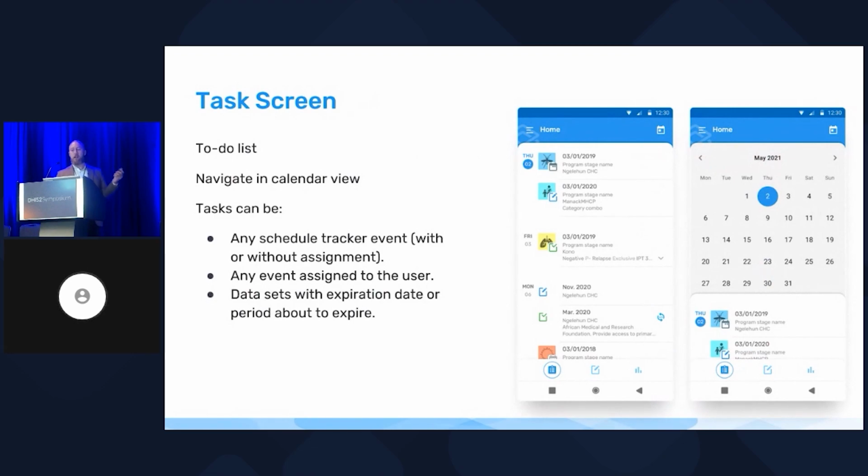And then the Android app needs to be, first and foremost, a workflow support tool. So we are incorporating things like to-do lists, navigating in calendar view, and different types of tasks. And so you can see some screenshots of what's to come with the workflow support tools.